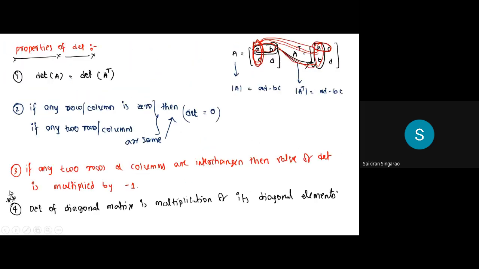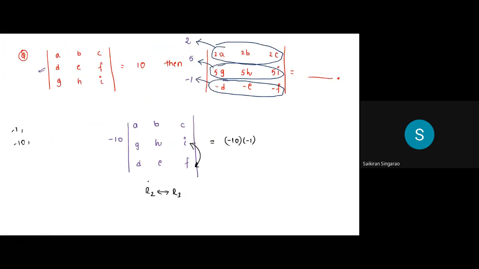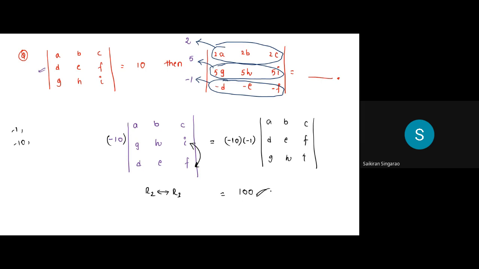Why? Because I told you a property. If any two rows or columns are interchanged, then the value of determinant is multiplied by minus 1. So here I am interchanging R2 and R3, so one more minus 1 will come extra. This minus 10 is already here. Minus 1 is coming here. So what will that come as? A, B, C, D, E, F, G, H, I. Correct? Now can you tell me the answer? 100, sir, 100. Minus 10, minus 1 into minus 1 is plus 1, and the determinant is 10, so 100 is going to be the answer.